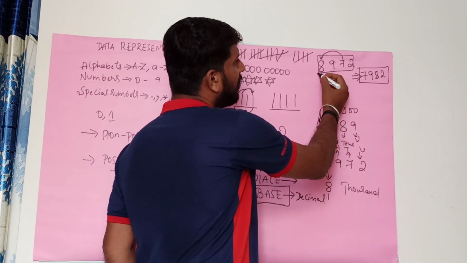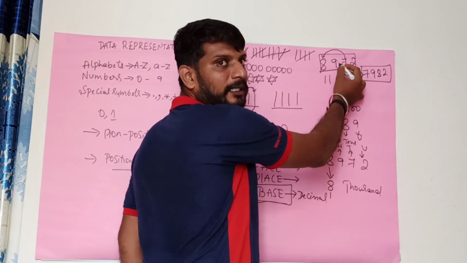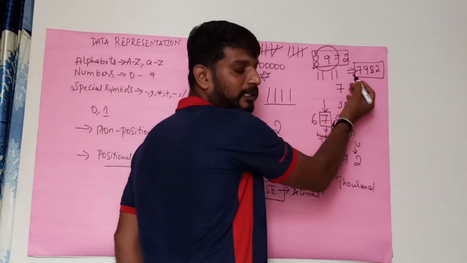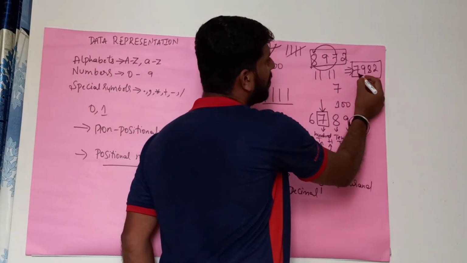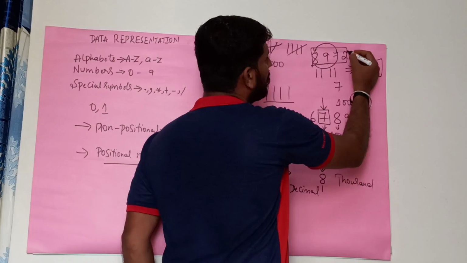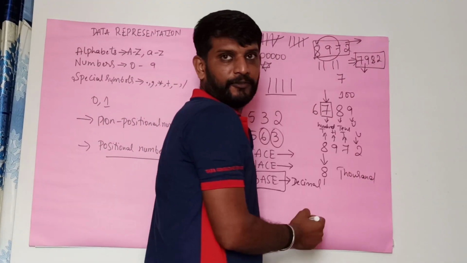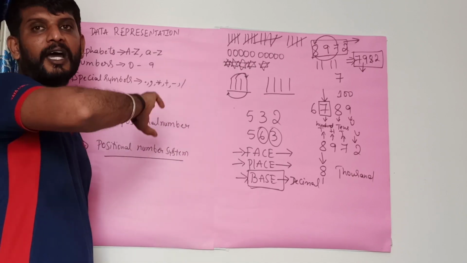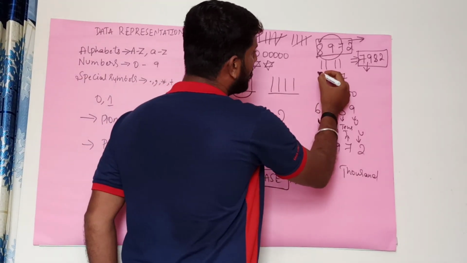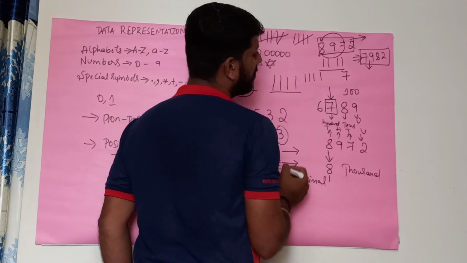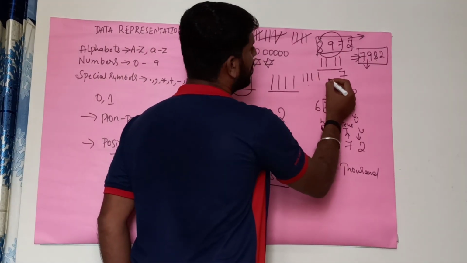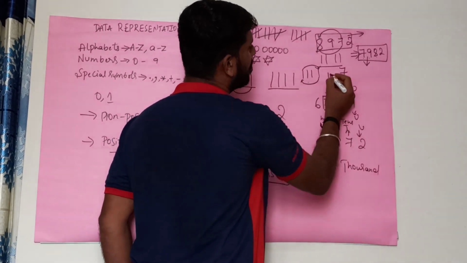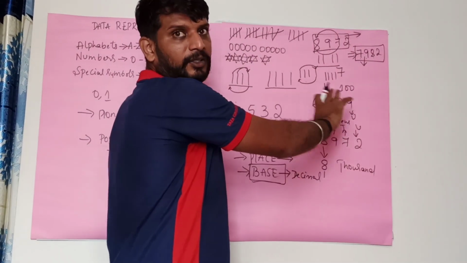So I have taken the number 8972 and I am interchanging the position of these two numbers. So when I interchange the position of these two numbers, the number becomes 7982. So this value is different and this value is different. So when you interchange the position in the positional number system, the value of the number changes. Whereas in this case, I will place the first symbol at the last position and the last symbol at the first position. So the value doesn't change.